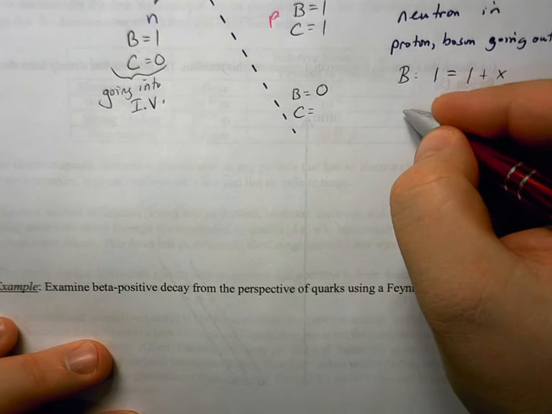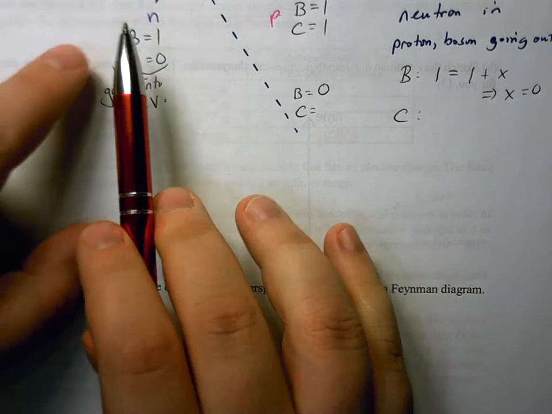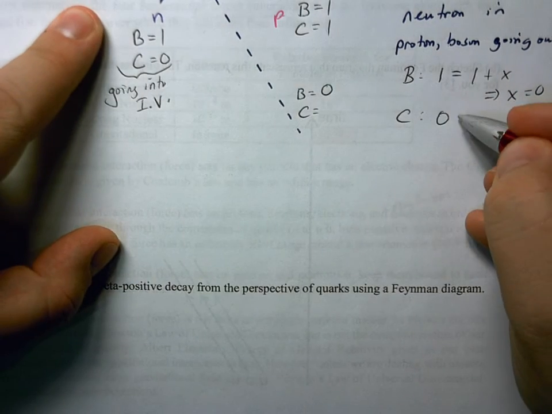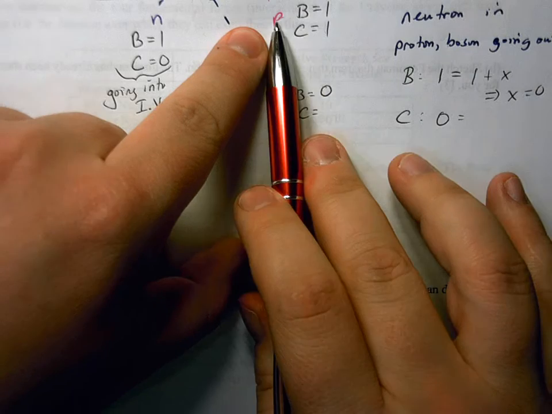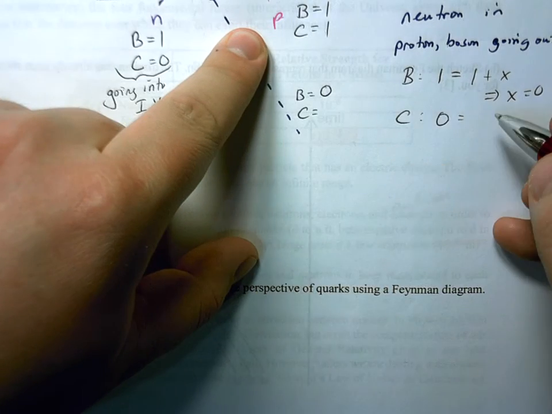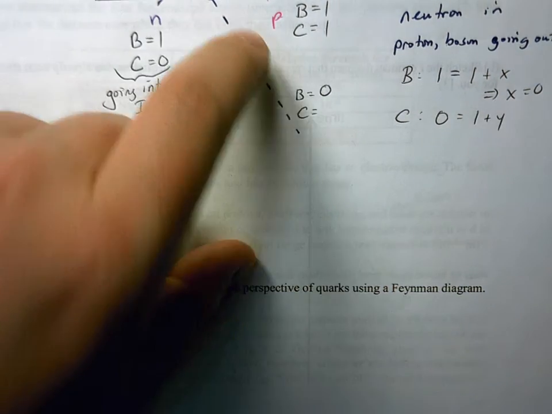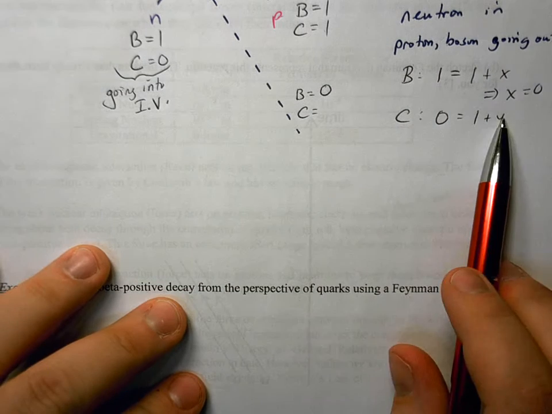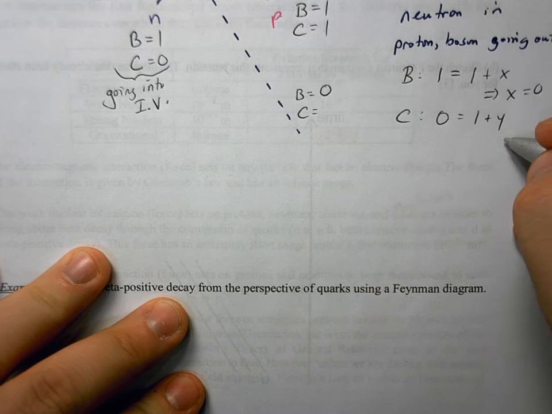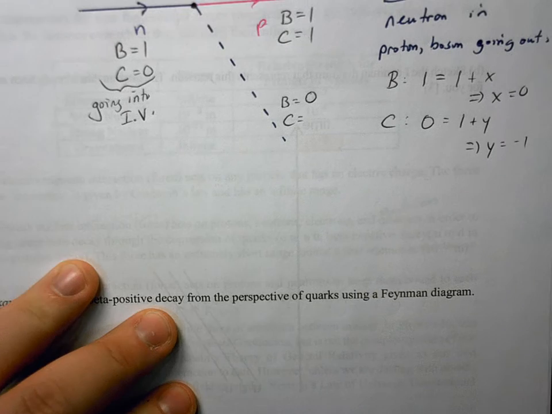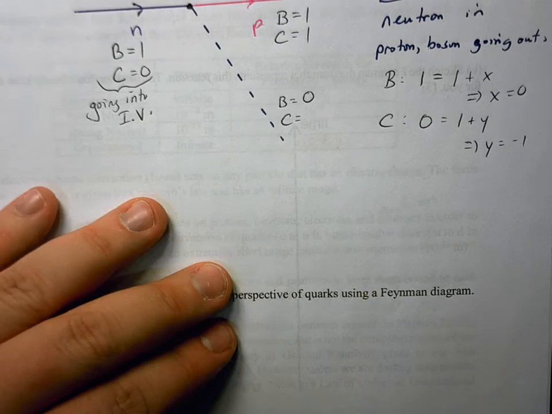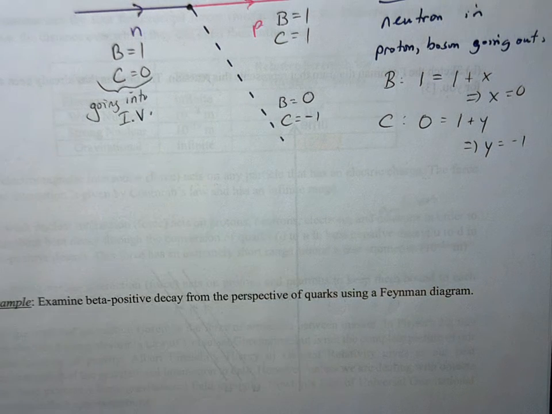For charge, we have a charge of 0 coming in with the neutron. We have a charge of 1 with the proton. So we need to figure out what is the charge of this boson. Well, in order to conserve charge, this boson has to have a relative charge of -1.